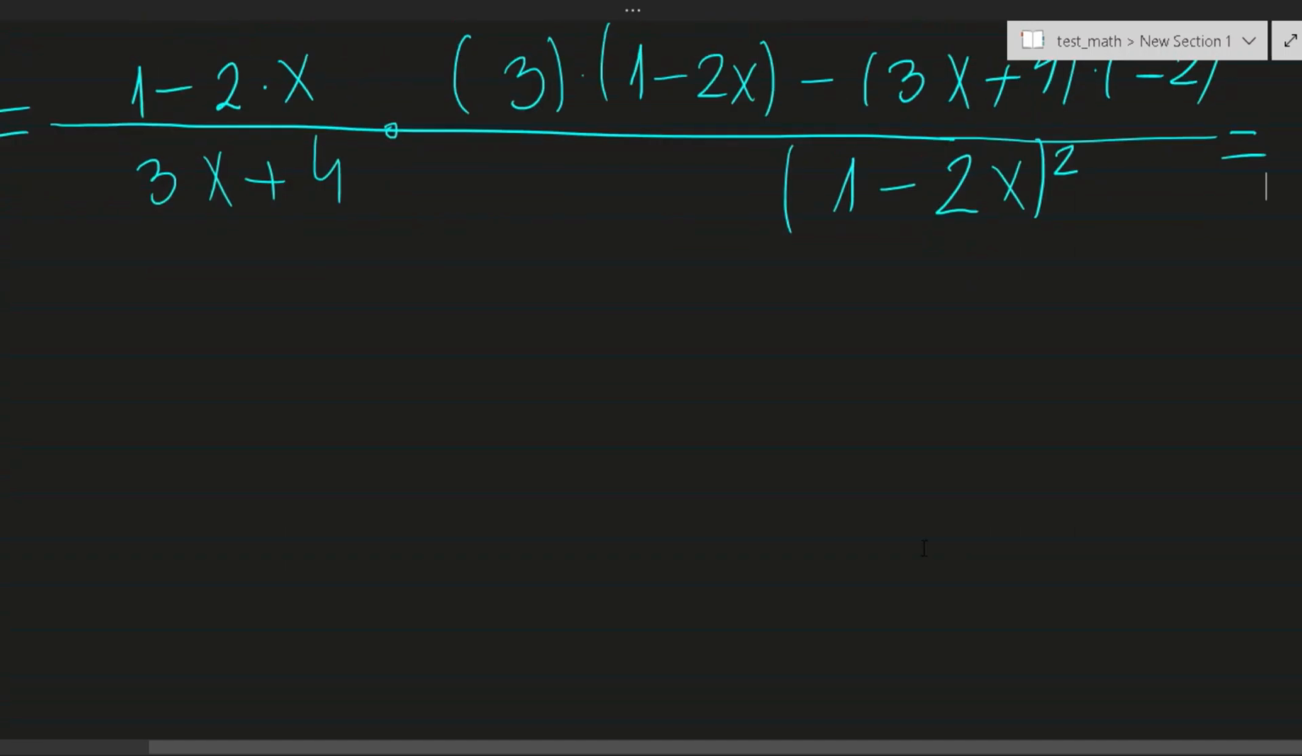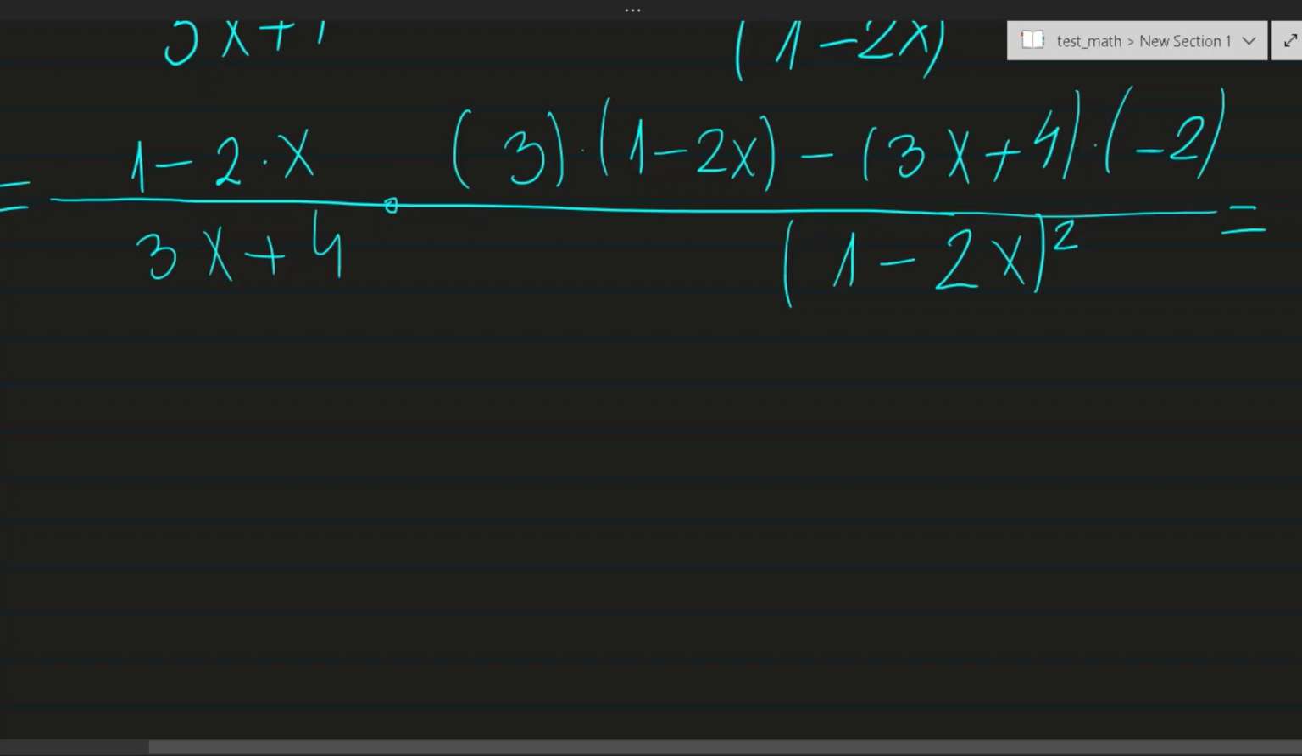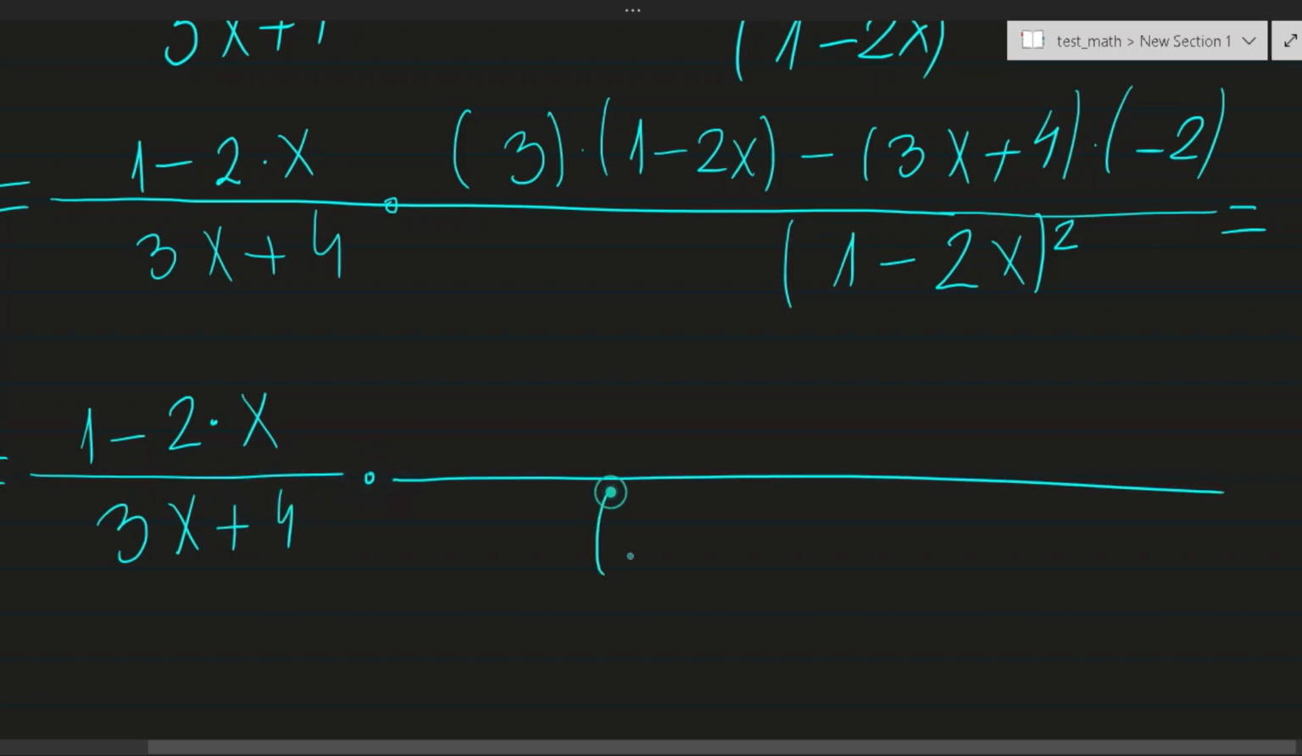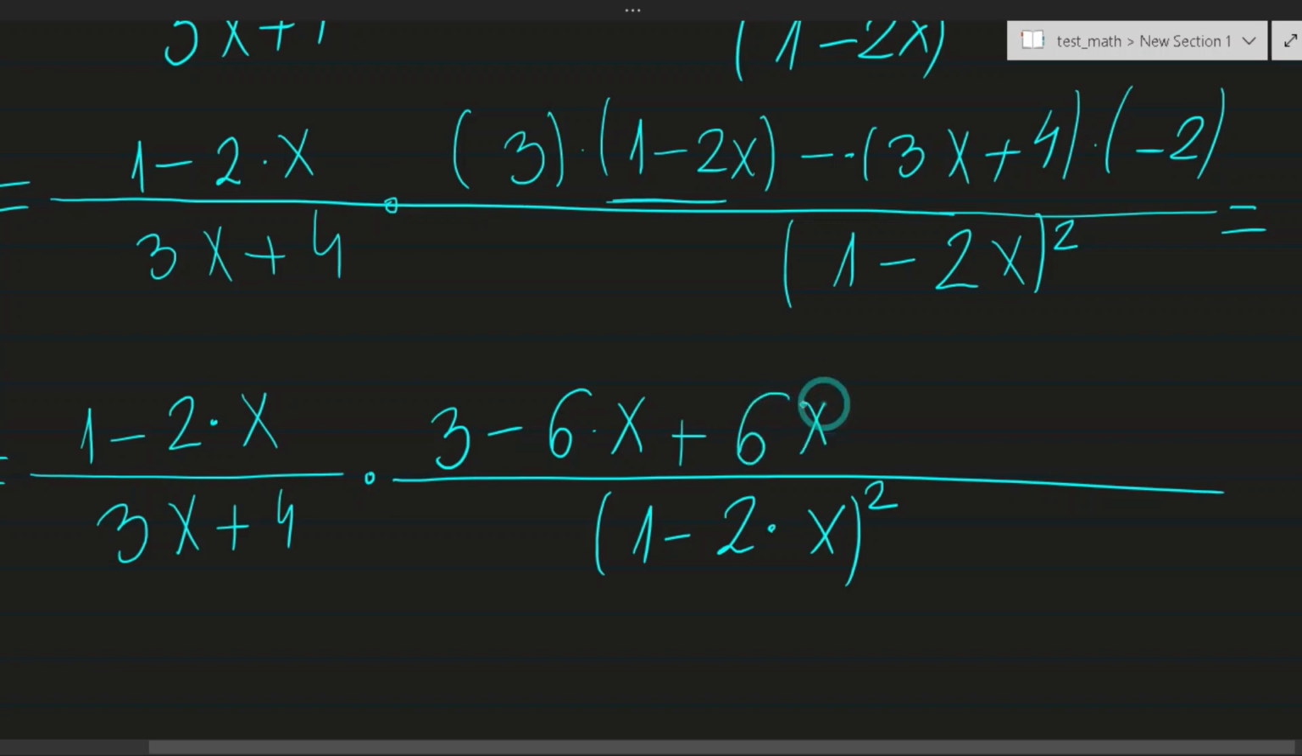Now what we will have, (1 minus 2x) over (3x plus 4), fraction, multiplication, all in power of 2. 3 is multiplying all this polynomial. We have 3 minus 3 multiplied by 2 is 6x minus, multiplying by minus is plus. 2 multiplied by 3x is 6x plus, because here minus multiplied by minus is plus. 4 multiplied by 2 is 8.